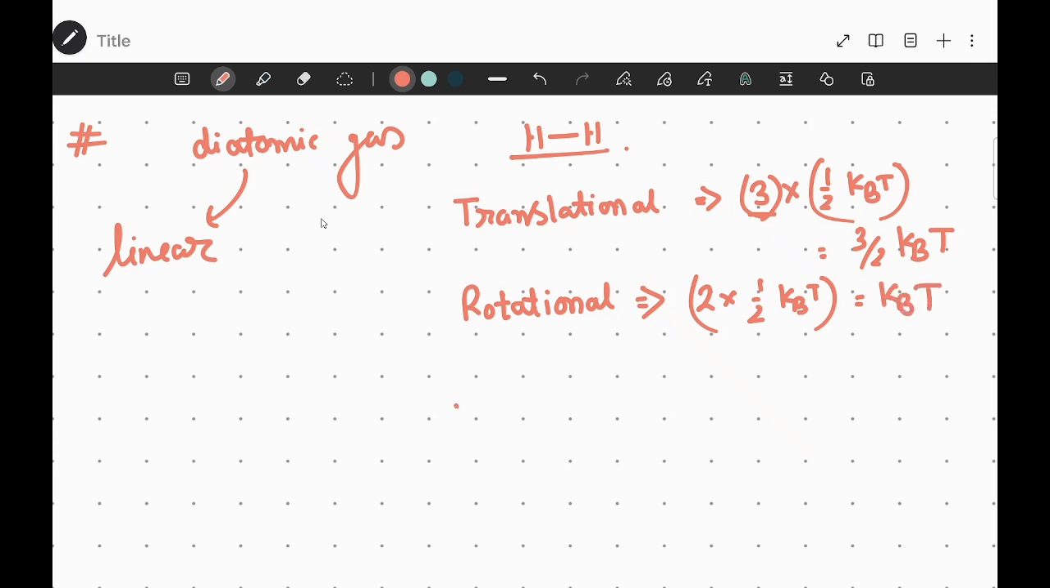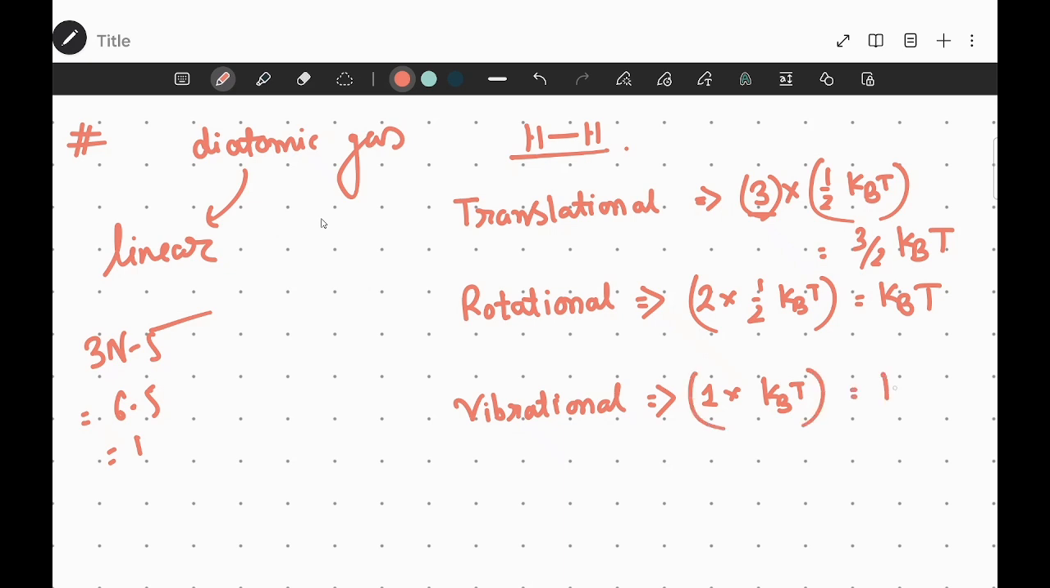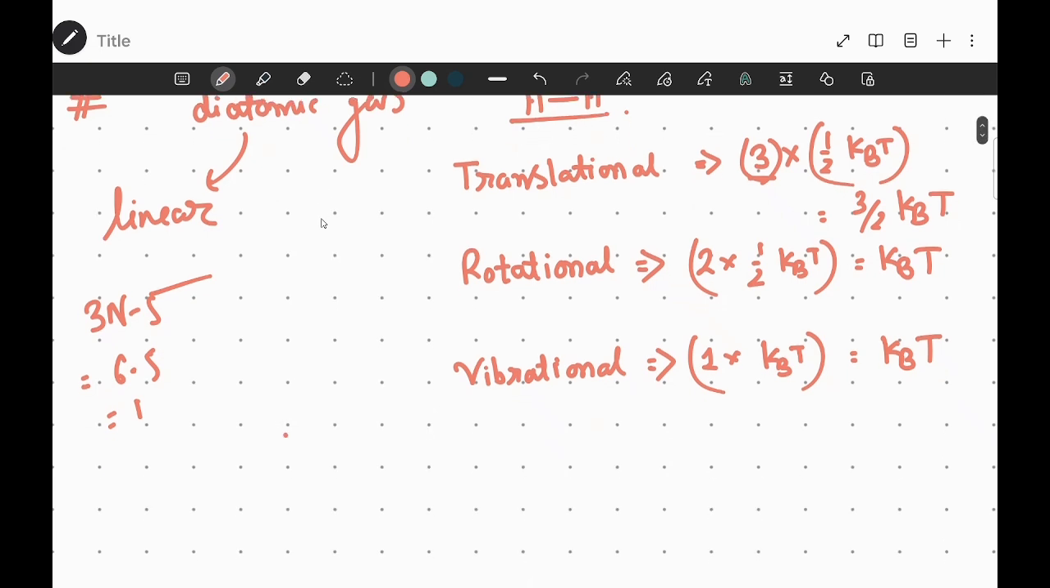And vibrational, 1 into kBT. 3N minus 5, where N is 2, so 6 minus 5 is 1. So 1 mode will be there and it's kBT. So overall energy will be 3 by 2 plus 1 plus 1 kBT. So eventually it will be 7 by 2 kBT, the right answer. Probably the answer is given wrong.